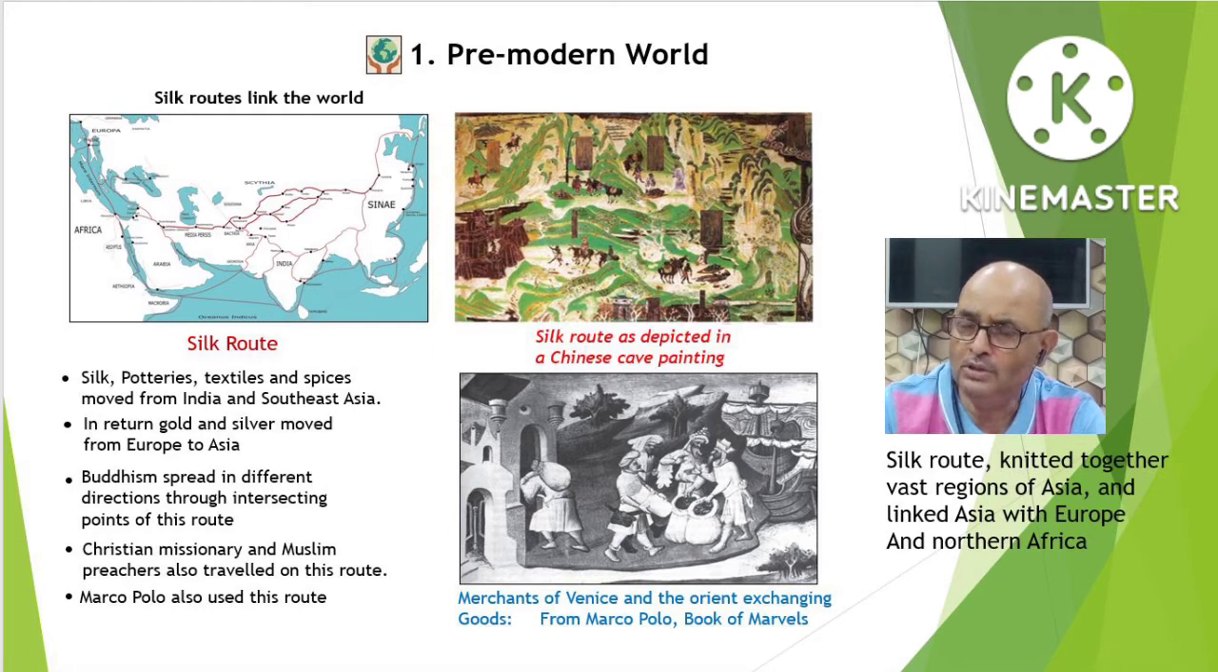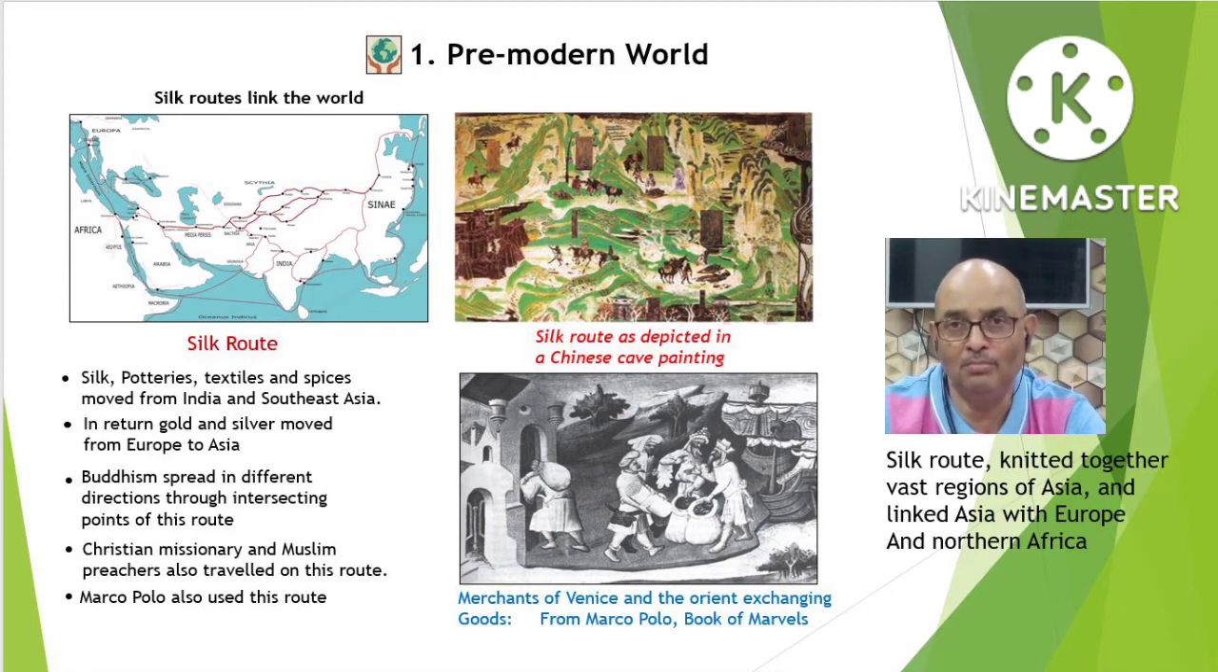So how old is this route? Students, this route had open trade with the West since the 2nd century BC and remained in use until 1453 AD, when the Ottoman Empire boycotted trade with China and closed them.